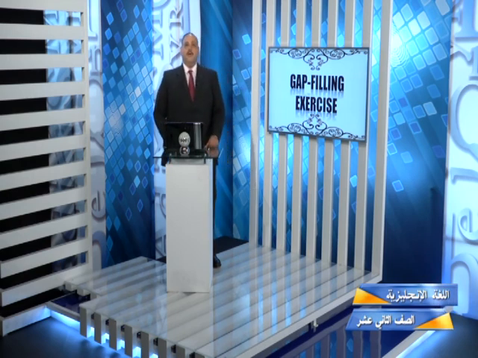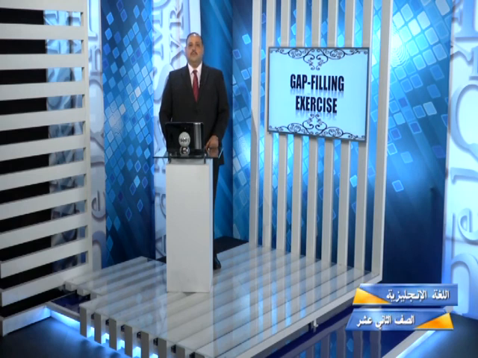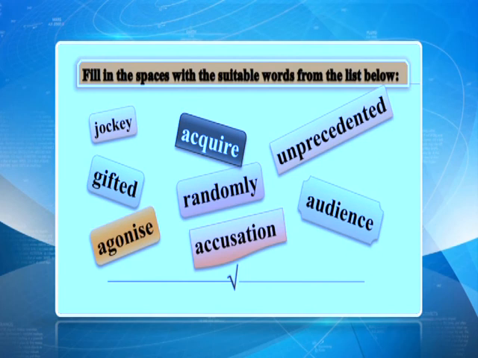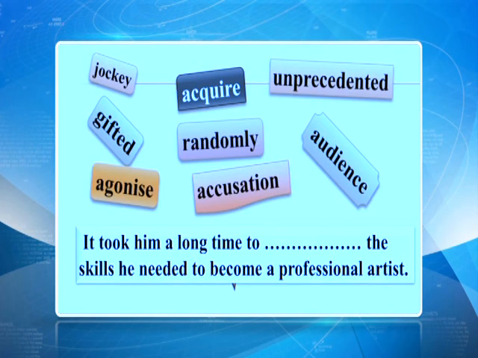All right, now we have another type of exercises, which is about how to choose the right word from a list. You're going to fill in the spaces. Now let's see. Fill in the spaces with the suitable words from the list below. Now these are the words. We're going to read sentences and fill in the spaces with the correct choice.